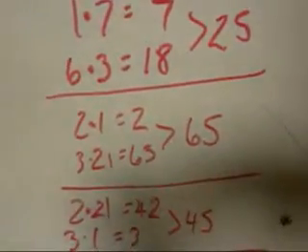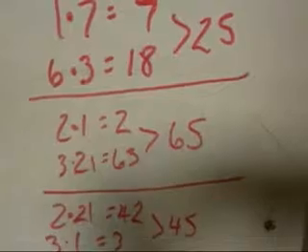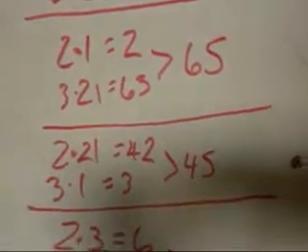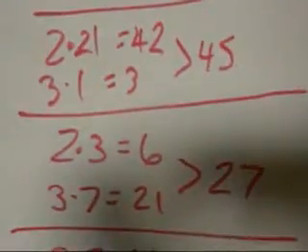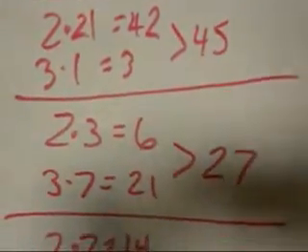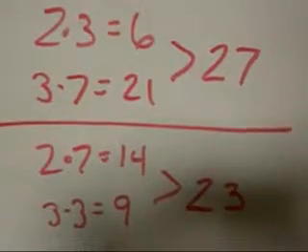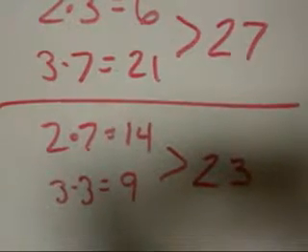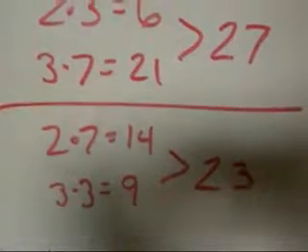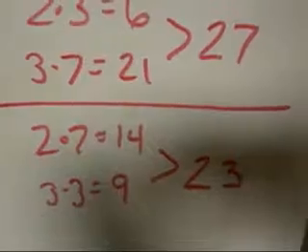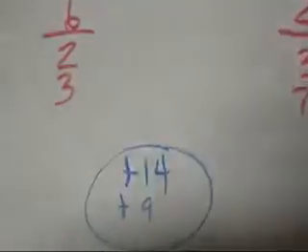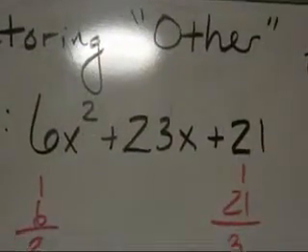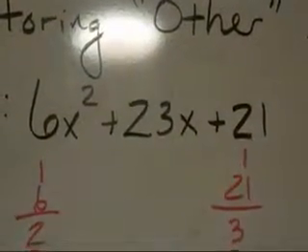2 times 1 is 2. 3 times 21 is 63. Add those together, you get 65. 2 times 21 is 42. 3 times 1 is 3. Add those together, you get 45. 2 times 3 is 6. 3 times 7 is 21. Add those together, you get 27. 2 times 7 is 14. 3 times 3 is 9. Add those together. Hey! Those add together to make 23. So apparently 14 and 9 are my two special numbers. I'm going to use the 14 and the 9 to replace that 23 in the middle so that I can factor by grouping.